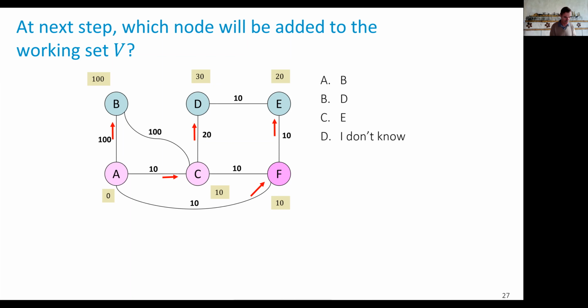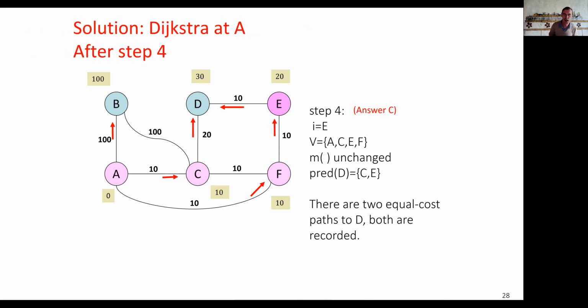I close the poll, and the majority says C, which is the correct answer. This is what will happen at this next step. So we will add node E, and we will update the distances.